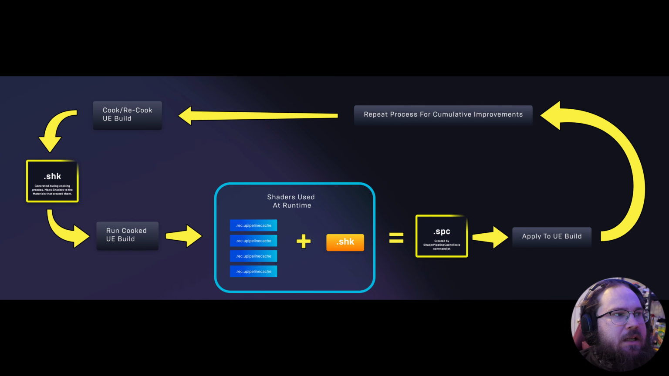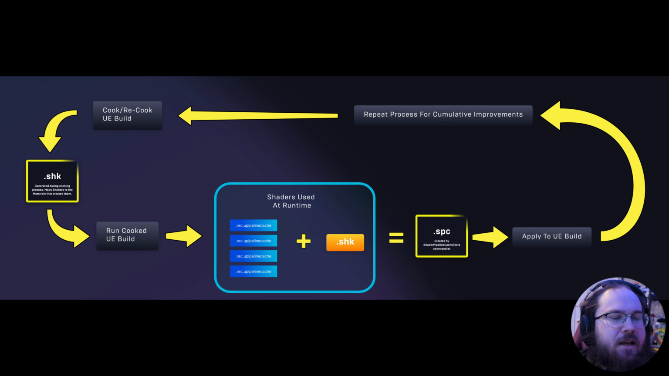So you see here, there's a loop. Now this is known as the PSO loop for Unreal Engine. The way it works is the very first thing you do is cook or recook a UE build, and this is going to create your packaged game. From here, during the cooking process, it creates SHK shaders. Basically, these are the shaders that are built into the engine when you're playing the game.